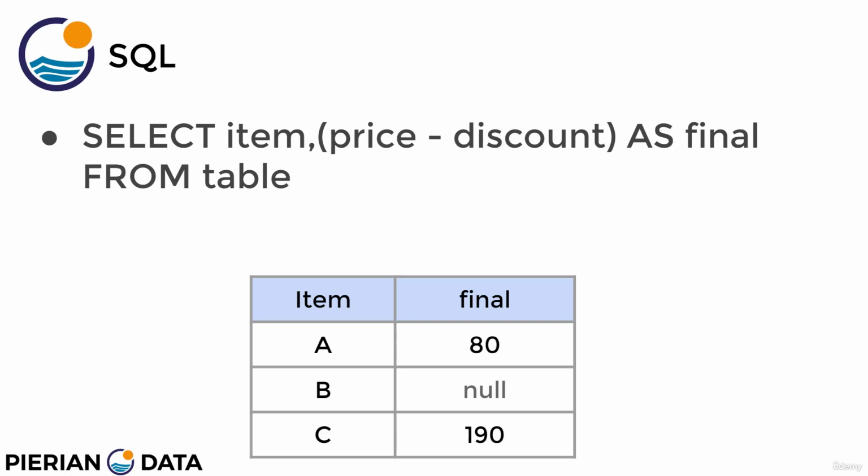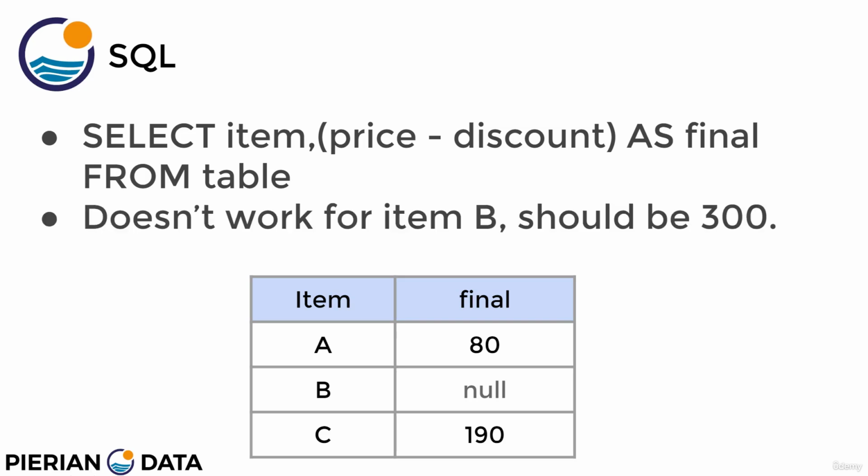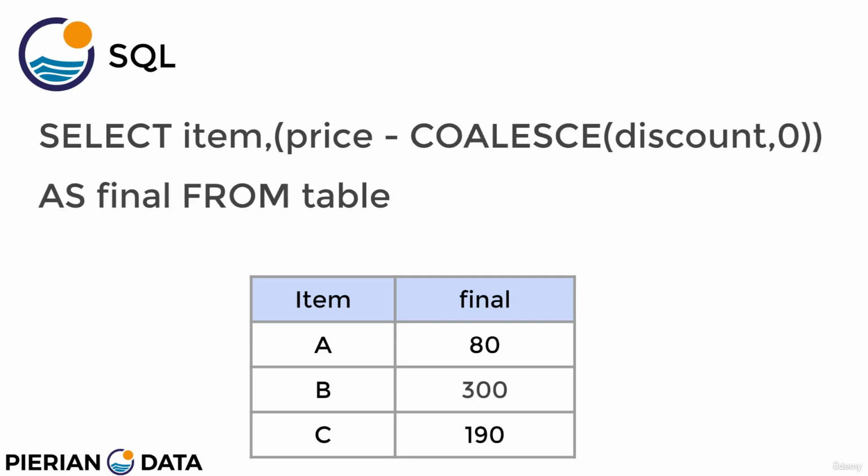Now in this particular situation, we actually do not want the null value there. Instead, we want to know the correct discount. So this is where coalesce comes into play. Since this doesn't work for item B, we want it to be 300, essentially 300 minus 0, so we're going to use coalesce. This is where we can use coalesce in a clever fashion in order to fill in values for a null in case they pop up without having to affect the original table.